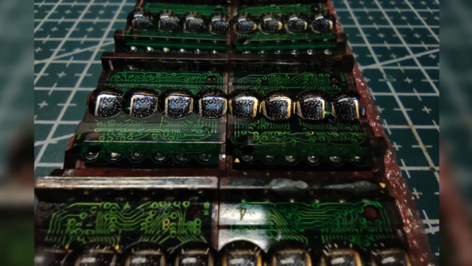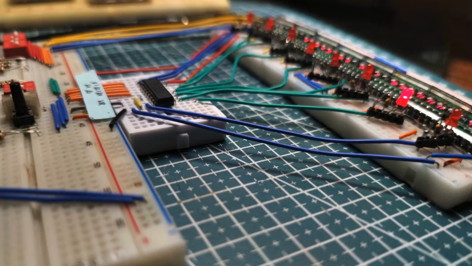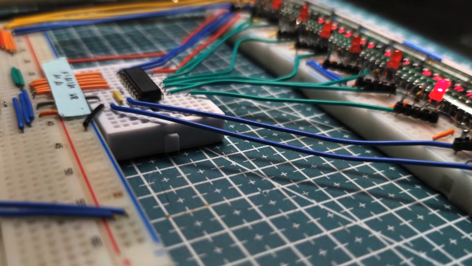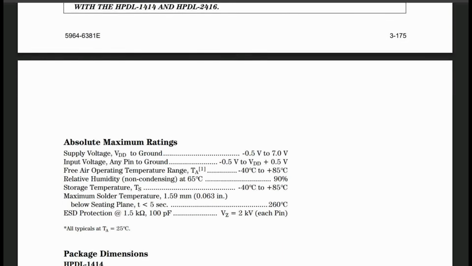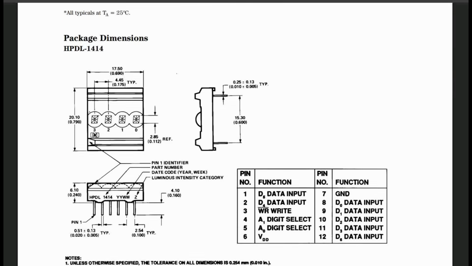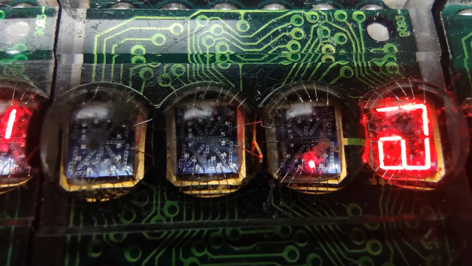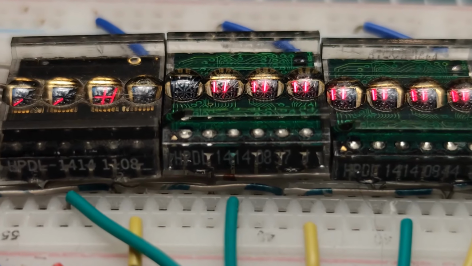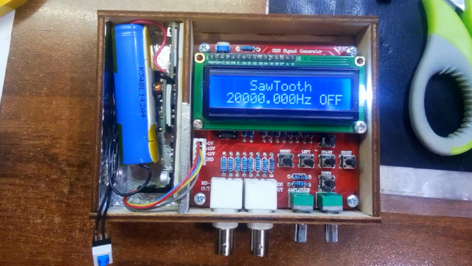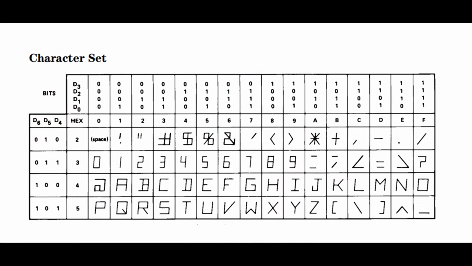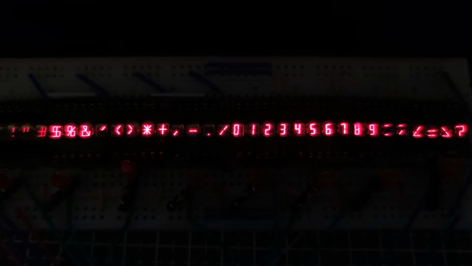Today I want to show you a fascinating artifact from Hewlett Packard, the HPDL 1414 LED display. It's a 4-character alphanumeric display module with a built-in controller, a very unusual 17-segment design, and magnifying lenses over every character. It's more capable than standard 7-segment displays that struggle with letters. It's simpler than a full 5x7 dot matrix. These 17 segments can render the entire Latin alphabet and a bunch of special characters.